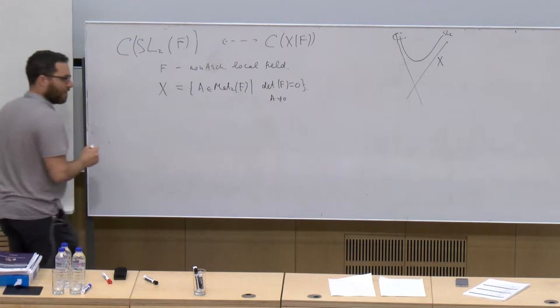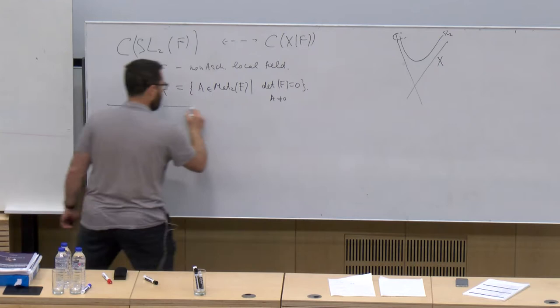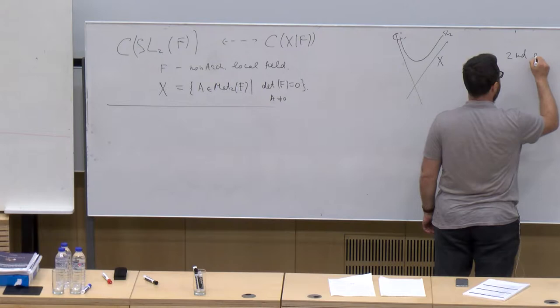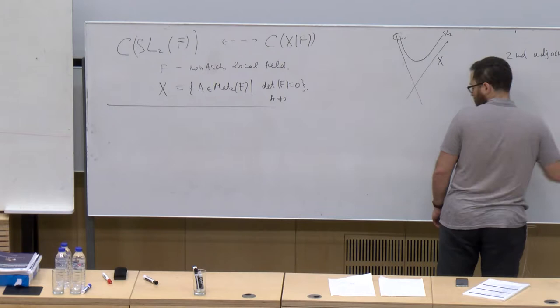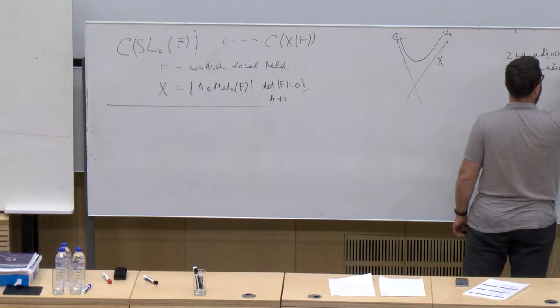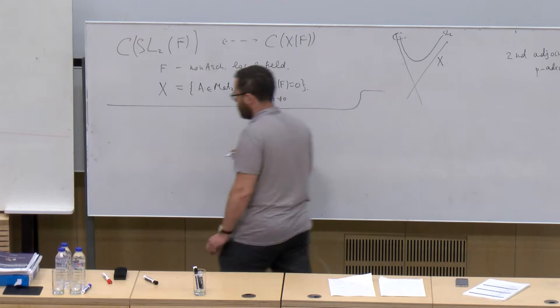But so, to explain it more properly, let me first fix some notations. So the point is that this is related to the famous second adjointness that was discovered by, I think, Bill Casselman for admissible representations, and was famously generalized by Bernstein. Let me introduce this more systematically now.